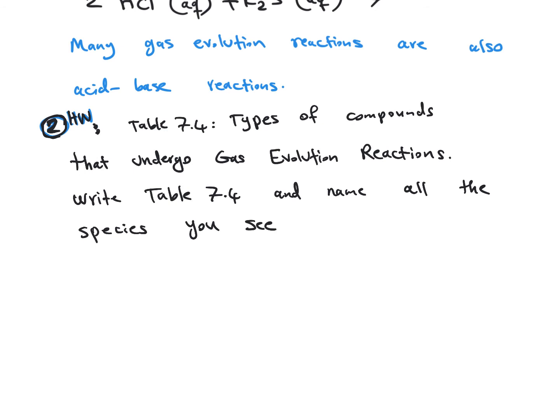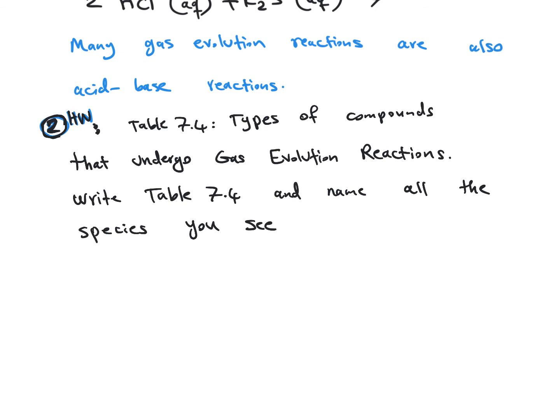Okay, so here is your table 7.4. So you see that if your reactant type is sulfide, and then you won't be having intermediate product that I mentioned, and then you see H2S. Can anyone tell me the name of H2S? Yes, hydrosulfuric acid.